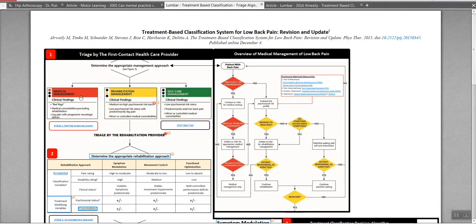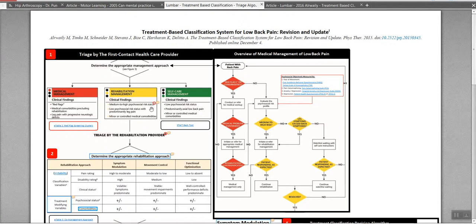They're either going to be medical management, meaning that they have red flags or medical comorbidities that preclude rehab, or they have leg pain with progressive neurological deficits and thus would benefit from seeing a neurologist and/or orthopedic specialist. Then there's rehab management. These are patients that we actually see and continue on with physical therapy. So they have medium to high psychosocial risk factors, low psychosocial risk factors with predominant leg pain, or minor or controlled medical comorbidities.